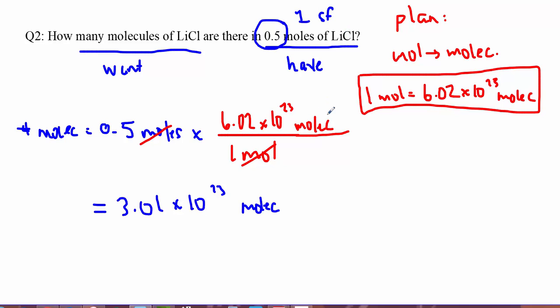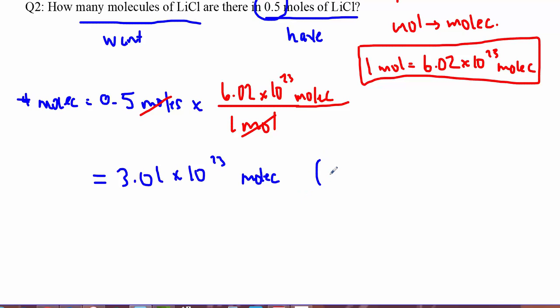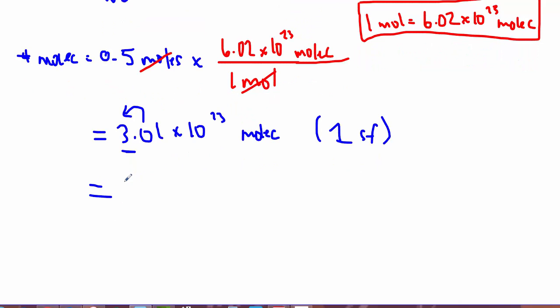So I need to round right there, okay? And so my answer is going to come out to be just 3 times 10 to the exponent 23 molecules. And that's my final answer.